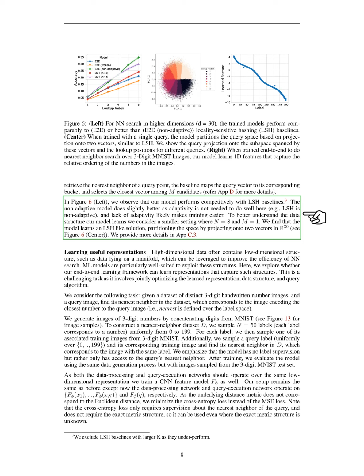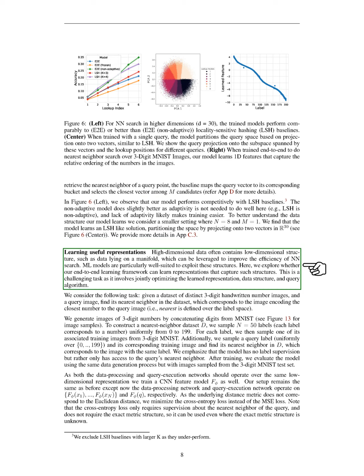Section: Learning Useful Representations. In this section, we explore how to learn useful representations from high-dimensional data, which often contains low-dimensional structures that can enhance the efficiency of nearest neighbor searches. We investigate whether our end-to-end learning framework can effectively capture these structures. This task is complex because it requires us to optimize the learned representation, the data structure, and the query algorithm simultaneously.